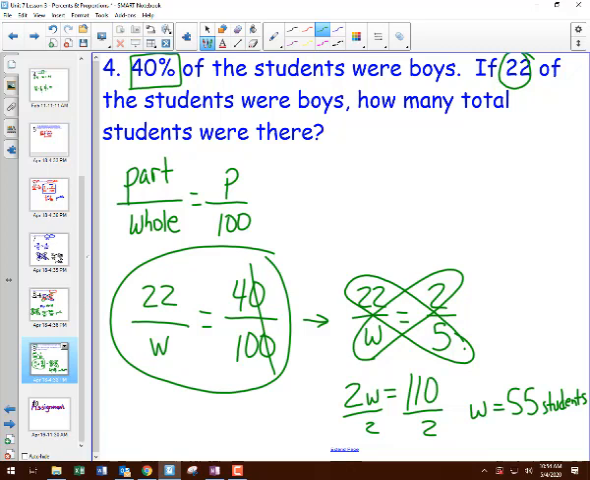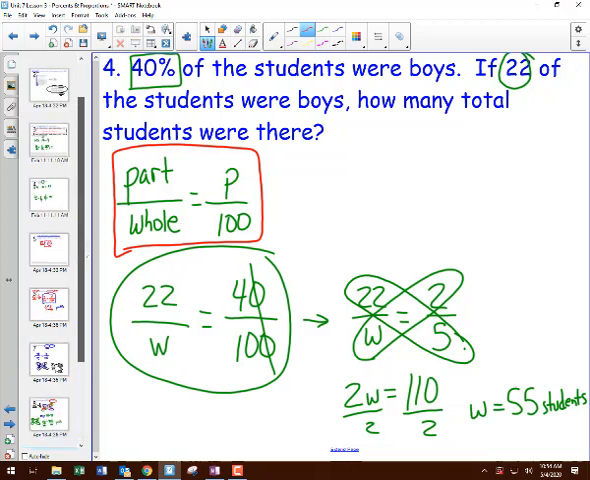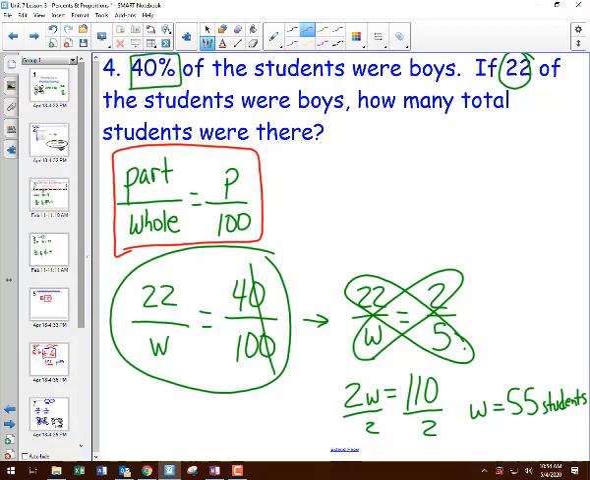Okay, so that's it for examples. Guys, I'm really going to emphasize this part right here. Okay, we got to find the part and we got to find the whole. How do you find the whole? Well, that's the number that's going to immediately follow of. Okay? So go ahead and dive into your assignment. Don't forget to let me know if you have any questions.